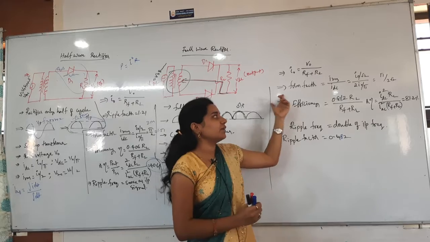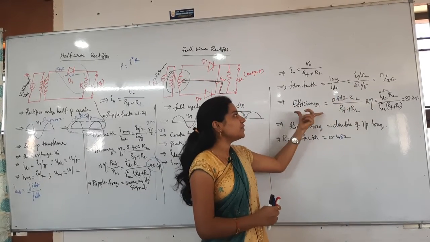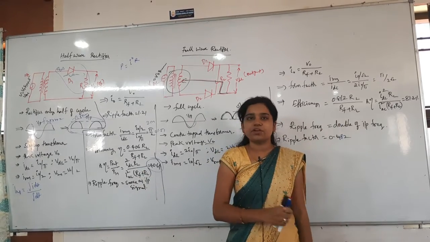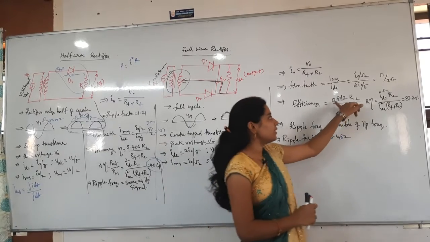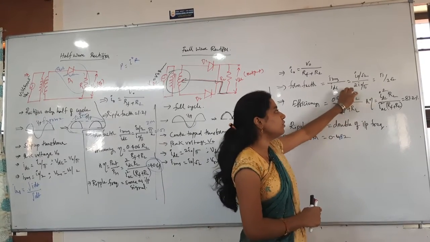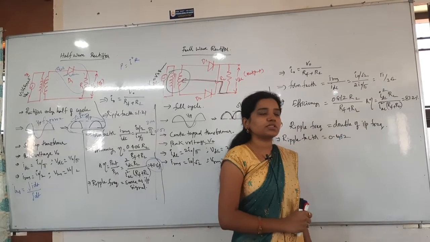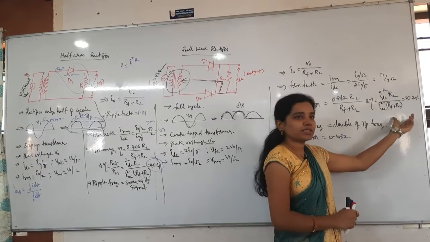Then the form factor, we already know the formula, that is IRMS by IDC. And then efficiency, how much is the efficiency? Exactly double that. How much is that? 40.6, so double is 81.2, that is the efficiency. So 0.812 into output resistance by input resistance. Total input resistance is RF plus RL. Those are the power formulas I have taken again.